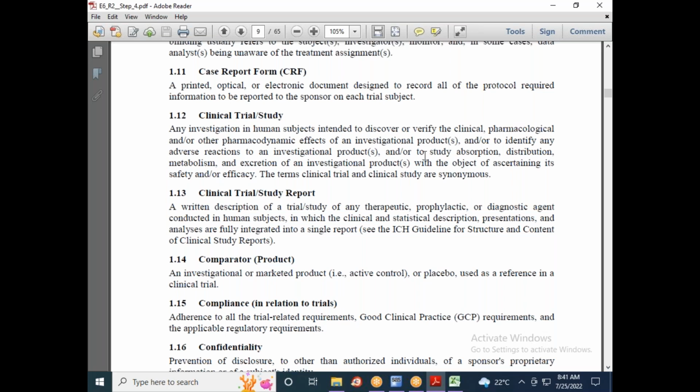Pharmacological, pharmacodynamic effects. What is pharmacological? What is pharmacodynamic effects? What is pharmacokinetic? What is pharmacodynamic? What is kinetic? Body.